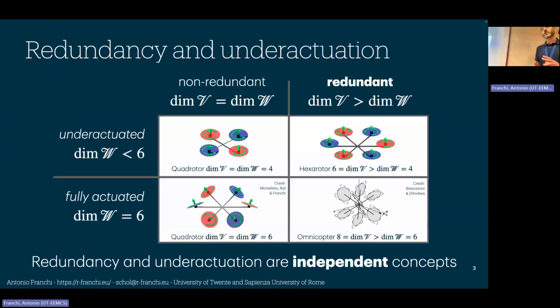Redundancy and underactuation are not in opposition. Sometimes this is confused. So there are platforms which are non-redundant, like the quadrotor or the fully actuated Hexarotor. But the first is underactuated and the second is fully actuated. While there are platforms that are redundant, like underactuated Hexarotor and the fully actuated Octorotor. So I am interested in the second column in this scheme.